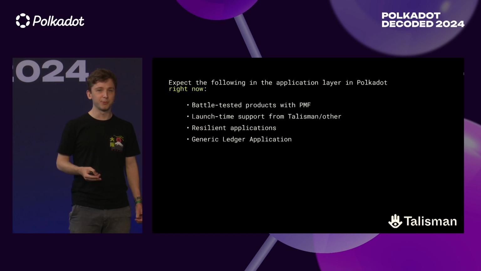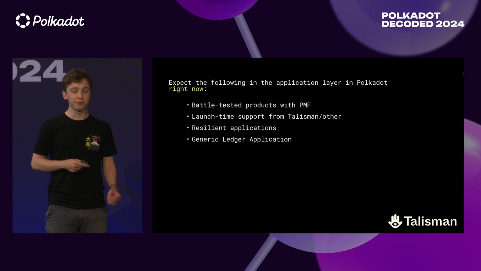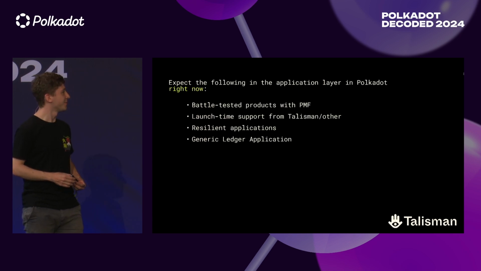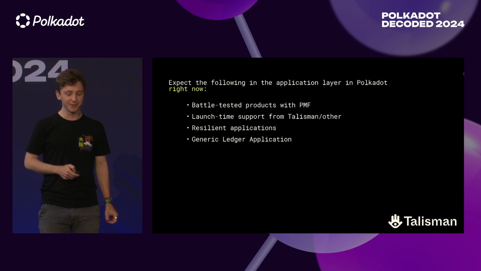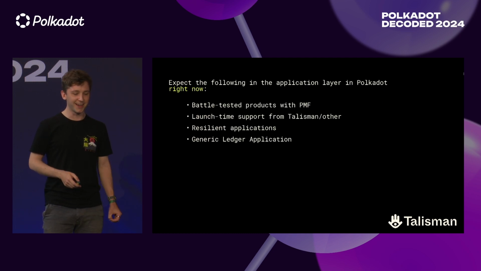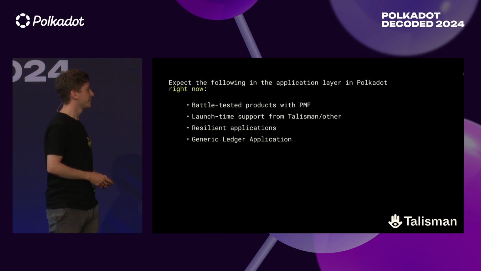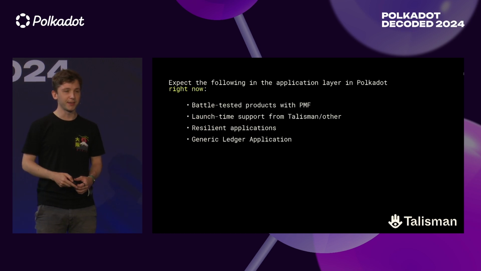You can have launch time support from Talisman or other wallets by making sure they integrate into chain data. You can build a resilient application, which is kind of necessary if you're in Web3. If you're not aiming to build something that's resilient or performant along this axis, then you should probably go and build it with a back end and call yourself a Web2 company. And finally, I actually didn't have this in this section in March, but you have a generic ledger application. So if you are building a chain, you don't have to build a ledger application alongside that. You'll have something out of the box ready, thanks to the work that everyone has been doing recently.